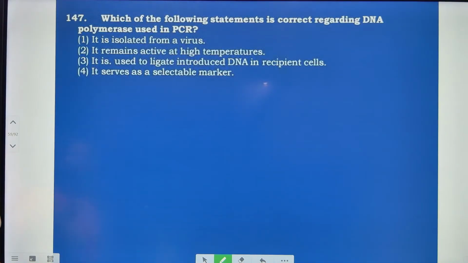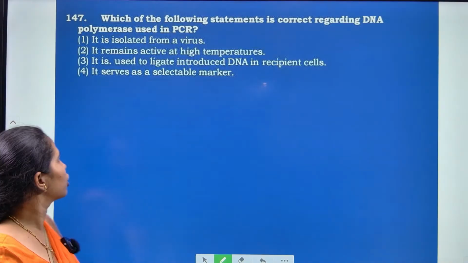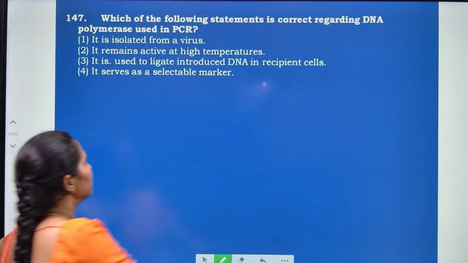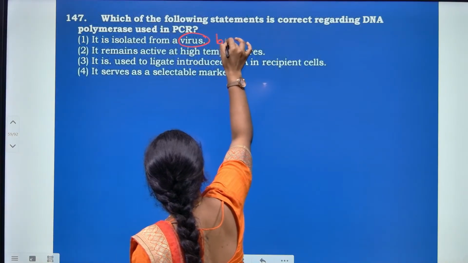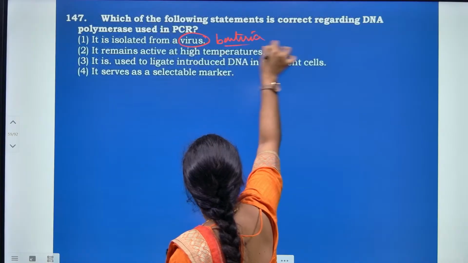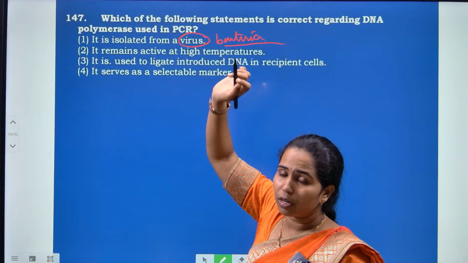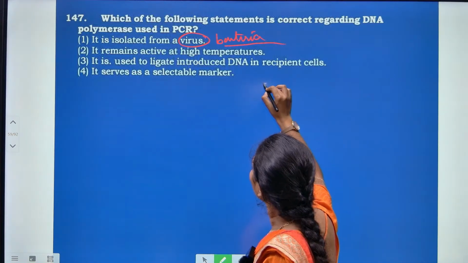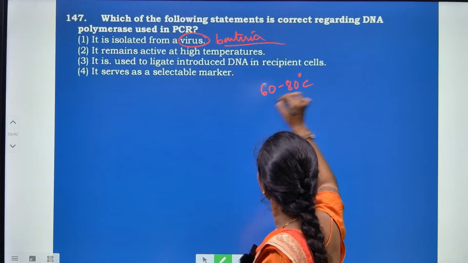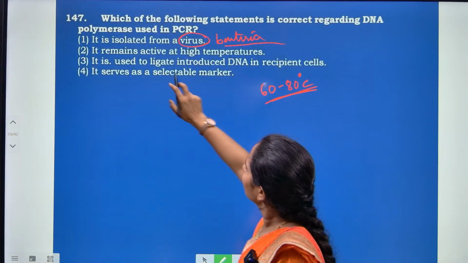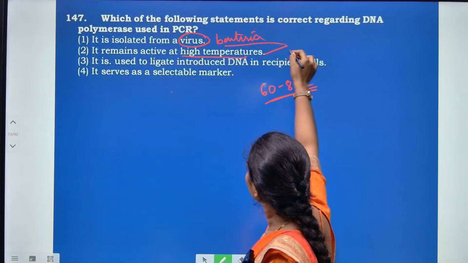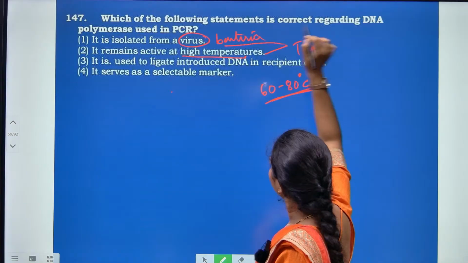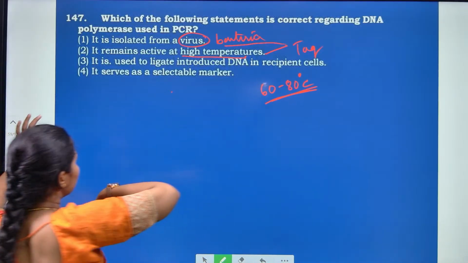Now, which of the following statements is correct regarding the DNA polymerase used in PCR? That is the polymerase chain reaction. It has been isolated from the virus? It is not isolated from the virus, but it has been isolated from bacteria. The name of the bacteria is Thermus aquaticus, so it is called Taq polymerase, which can be resistant to high temperature, and remains active at high temperature.